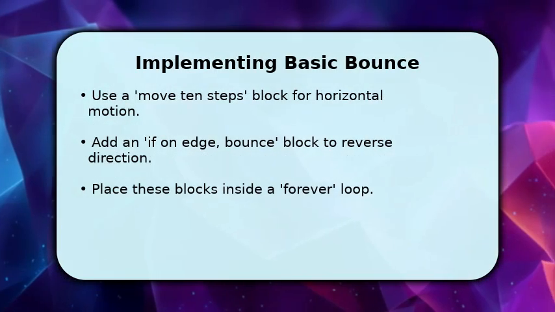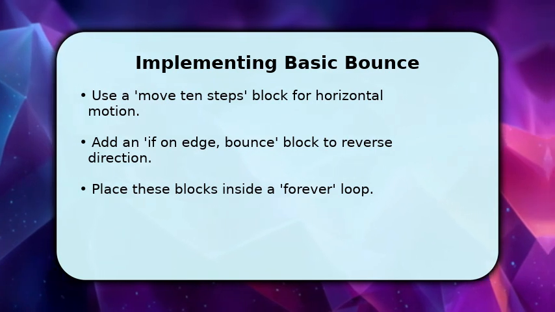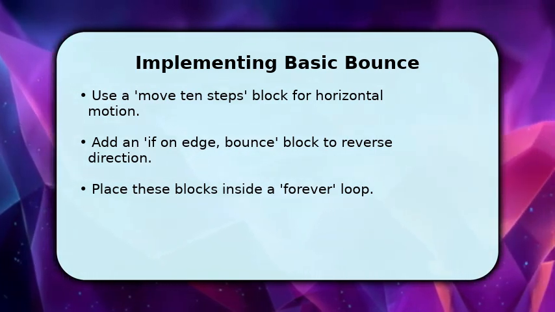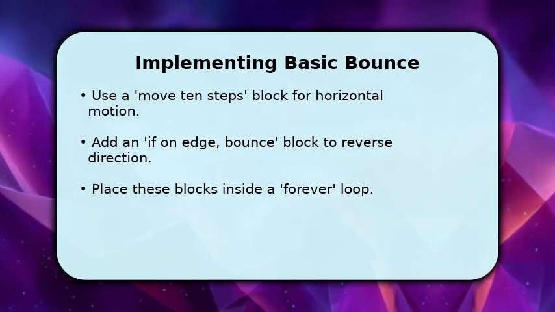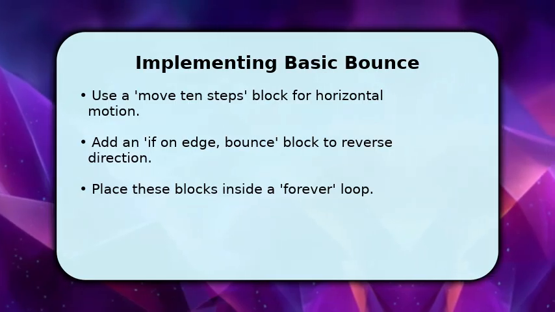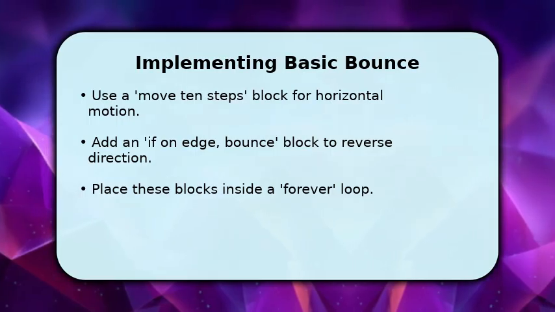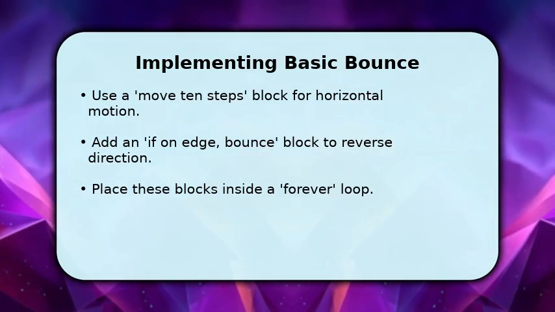Now, let's get our sprite moving and bouncing horizontally. Drag a Move 10 Steps block into your script area. This will give your sprite its initial movement. Immediately after that, add an If on Edge bounce block. This crucial block ensures your sprite reverses direction whenever it hits the edge of the stage. Finally, wrap both of these blocks inside a forever loop to keep the motion continuous.